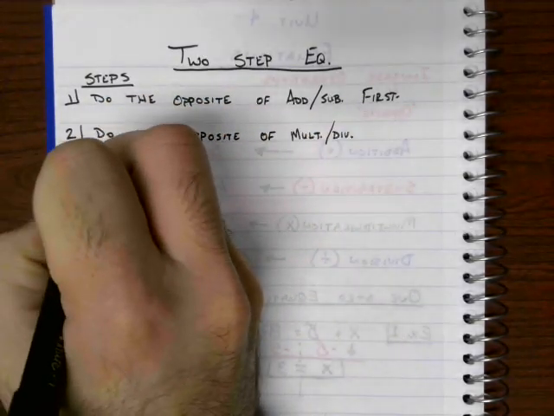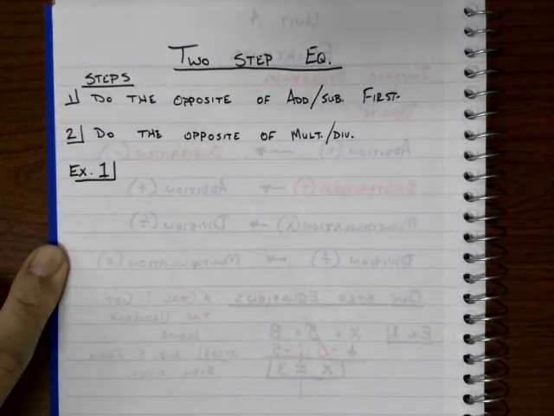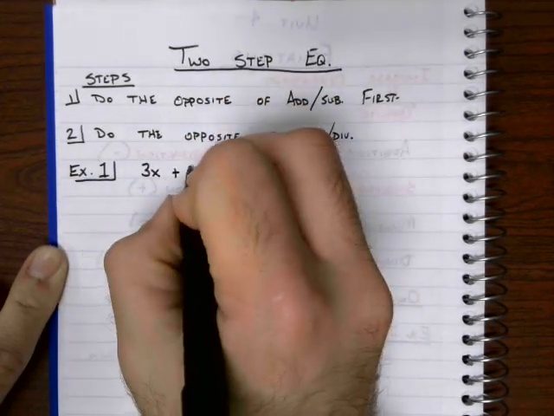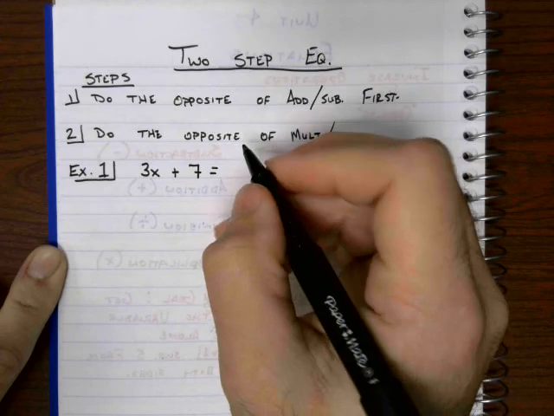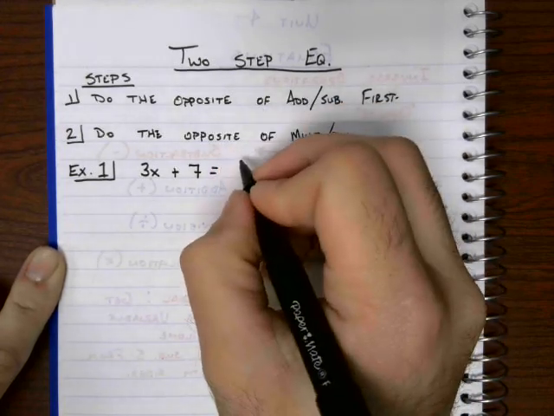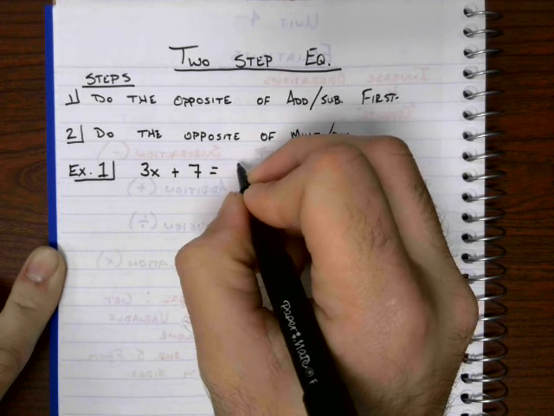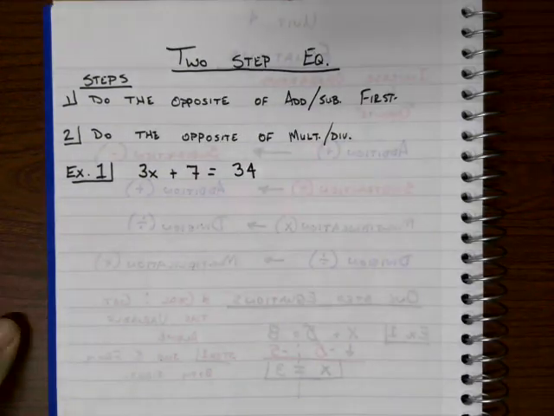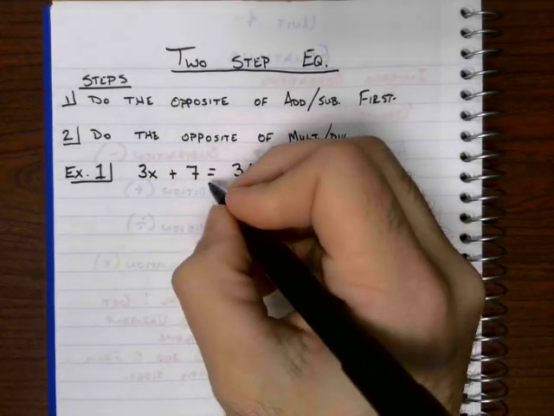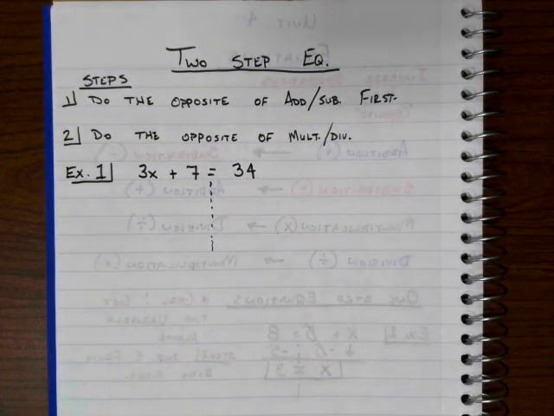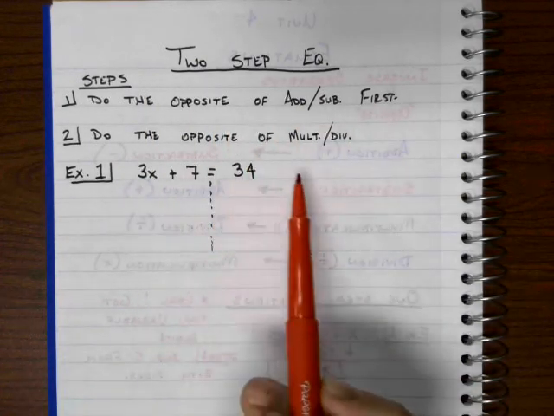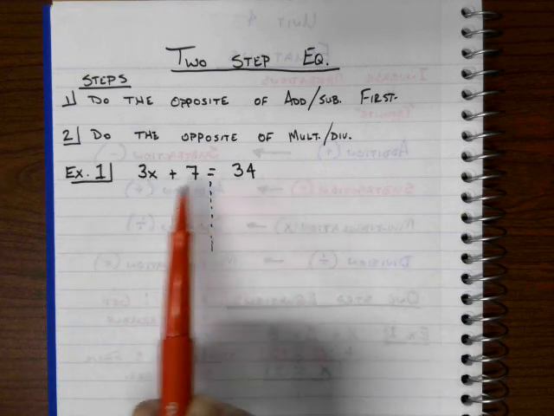Let's look at our first example here. Let's say I have 3x plus 7 equals 34. 3x plus 7 equals 34. So I'm going to draw a little dotted line here to separate my sides, because again, that helps some of you. So if I look at my steps, I'm going to get rid of my addition and subtraction first. So looking at this problem, where's my addition and subtraction? It's right here with the 7.